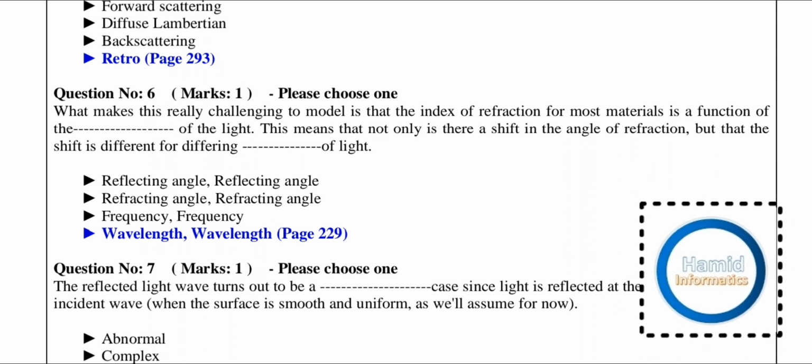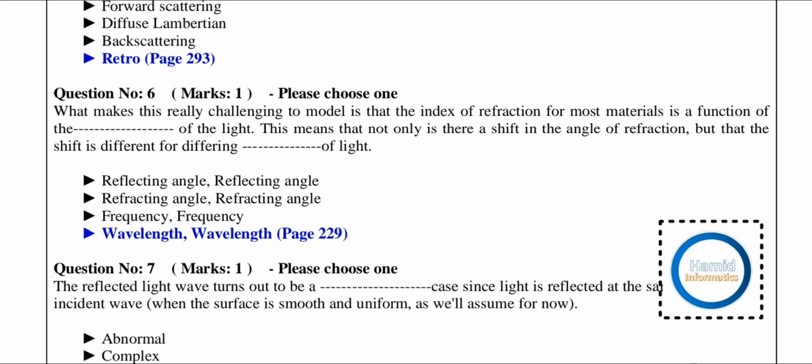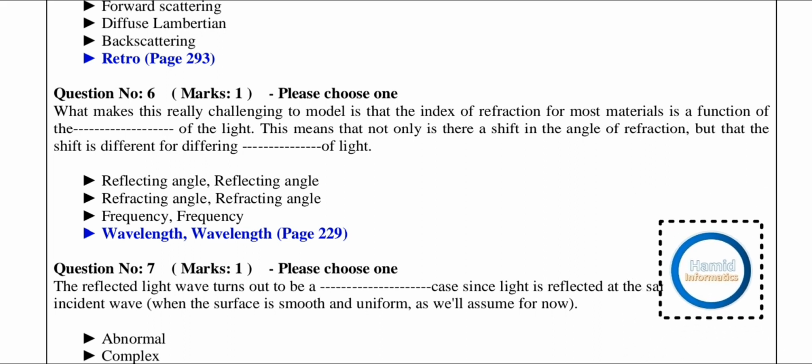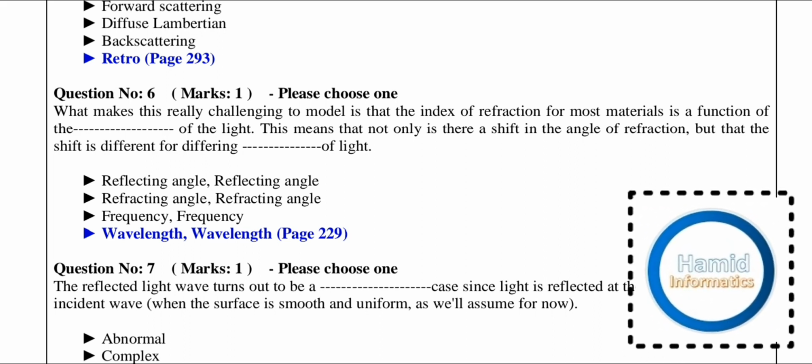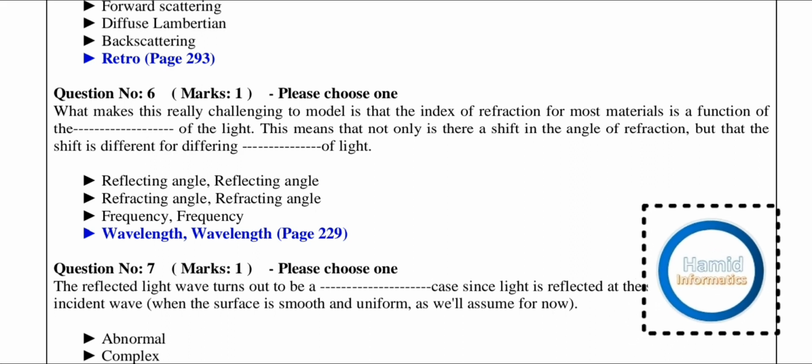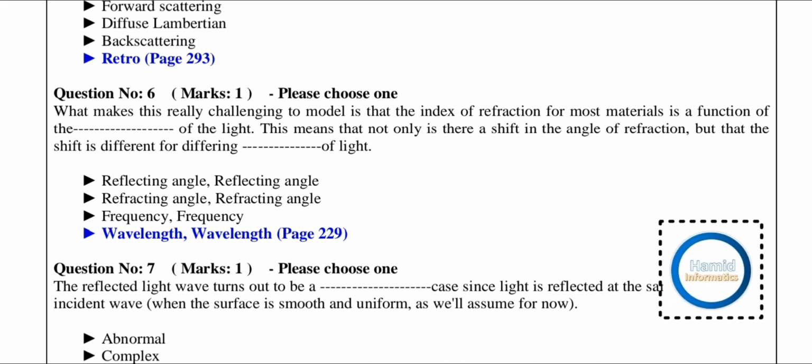Wavelength, page 229. What makes this really challenging to model is that the index of refraction for most materials is a function of the dash of the light. This means that not only is there a shift in the angle of refraction, but that the shift is different for differing dash of light. Okay, in both, our answer is wavelength.